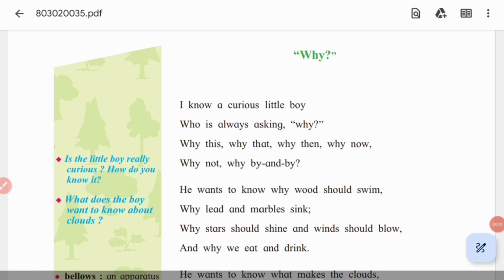Dear students, you must have heard and studied about the great scientist Newton. Seeing an apple falling from a tree, his curiosity was awakened. He wanted to know the reason why it falls on the ground. Finally, he found the reason and he invented the law of gravity. Curiosity is the mother of invention.